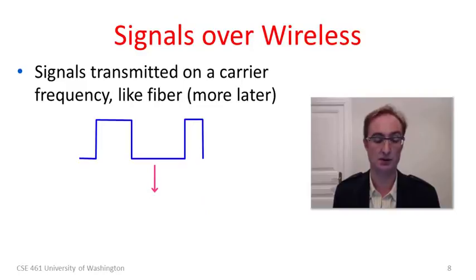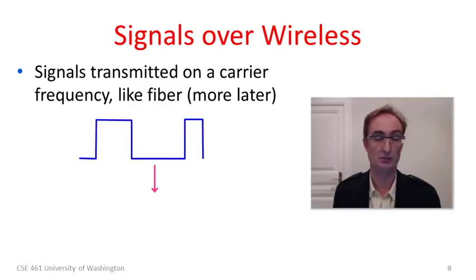Finally, we're going to talk about signals over wireless. Just as with wires, several effects happen with wireless. Now, first of all, like fiber actually, signals over wireless are transmitted on a carrier, not directly. Here is the signal that we would normally send over a wire. It's the same example from before. You can't send that out directly over wireless.